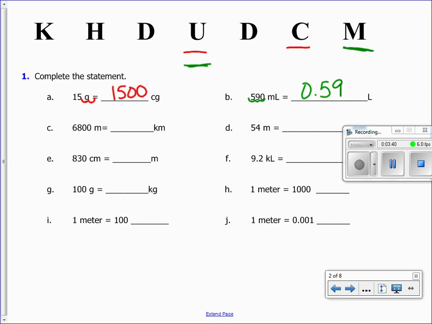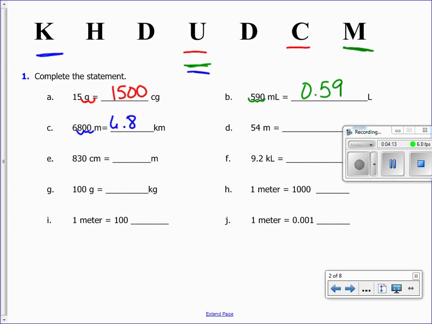Let's do the next. We're going from 6,800 meters to kilometers. Here we're at meters, and we're going to kilometers. Which direction is the decimal going to be moving, class? To the left. How many places? 3. So here's your decimal right here. We're going to the left 3. 1, 2, 3. So 6,800 meters is the same as 6 8/10 kilometers.